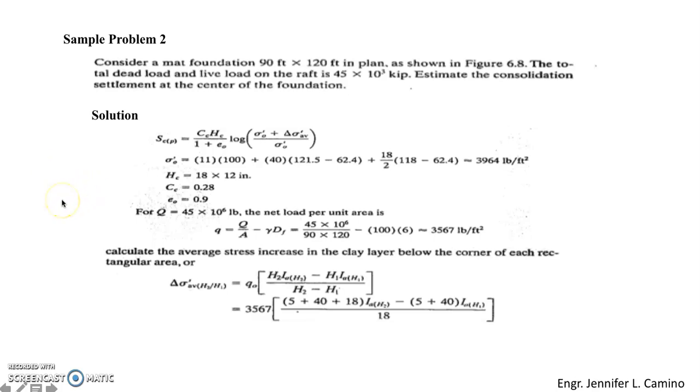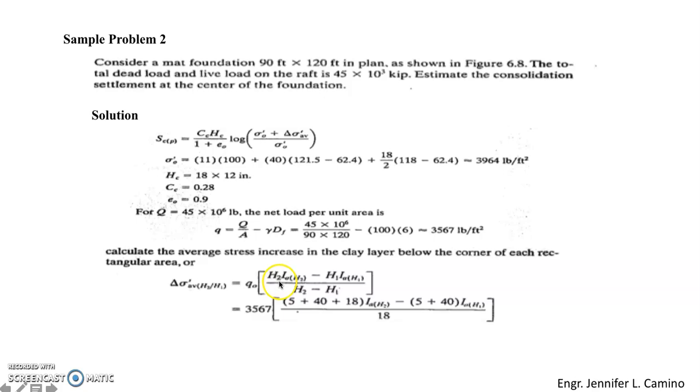Okay, let's continue our discussion for problem number 2. We're now on the average stress increase in the clay layer below the corner of the center of the rectangular area. As mentioned a while ago, since we are talking about consolidation settlement, we go back to our soil mechanics on the computation for consolidation settlement that we have discussed before. So we have this equation for the average stress increase below the corner of the rectangular area.